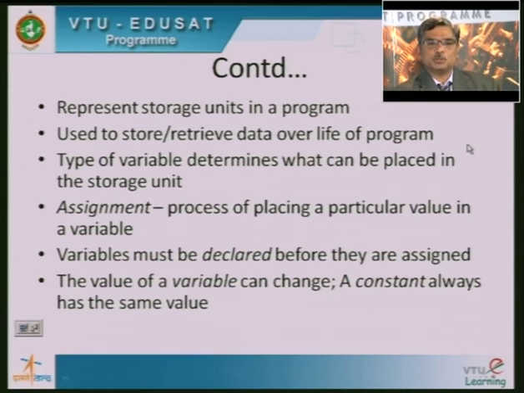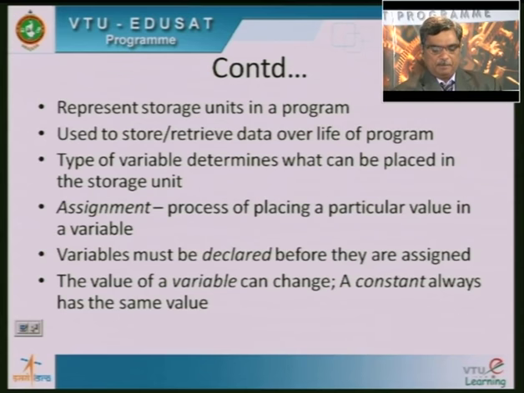It is used to store or retrieve data over the life of a program. The type of a variable determines what can be placed into it. For example, if a variable is of integer type, integer data can be stored. Float type data can also be stored; float refers to a decimal number. Assignment is used to assign some value to the variable through the equal to sign.